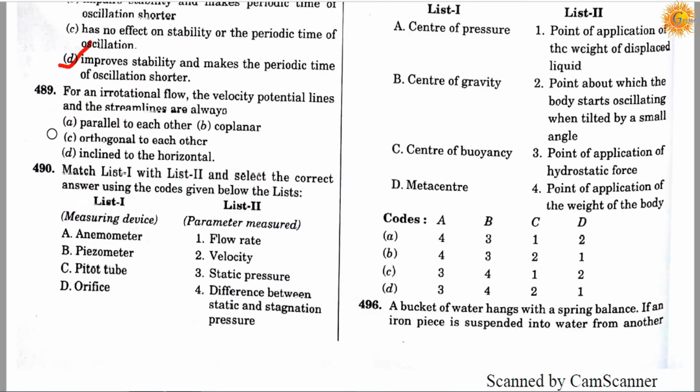Question number 489. For an irrotational flow, the velocity potential lines and the streamlines are always: option A, parallel to each other, option B, coplanar, option C, orthogonal to each other, and option D, inclined to the horizontal. So the correct answer is C, they are orthogonal to each other.